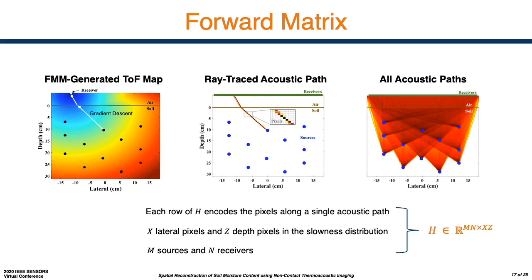While this map here is for a single receiver and shows the gradient descent ray trace for a single source-receiver pair, this can be repeated for all sources in this map and then for all sources in each receiver-specific time of flight map. Each row of the forward matrix H encodes the pixels along a single acoustic path, as shown here. Therefore, if the domain is discretized into X lateral pixels and Z depth pixels, and there are M sources and N receivers, the matrix H is of size MN, the number of source-receiver combinations, by XZ, the total number of pixels in the slowness distribution.